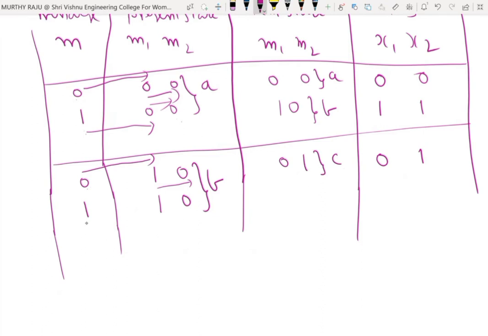Here the M value is 1, M2 value is 0, 1 exclusive OR with 0 is 1. For X2, 1 exclusive OR with 1 is 0, 0 exclusive OR with 0 is 0. The M value 1 is shifted to M1, and the M1 value 1 is shifted to M2. That means 1, 1. This one is D.